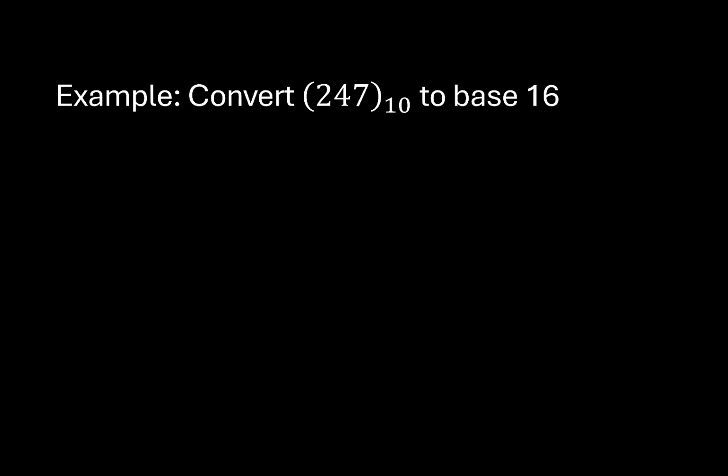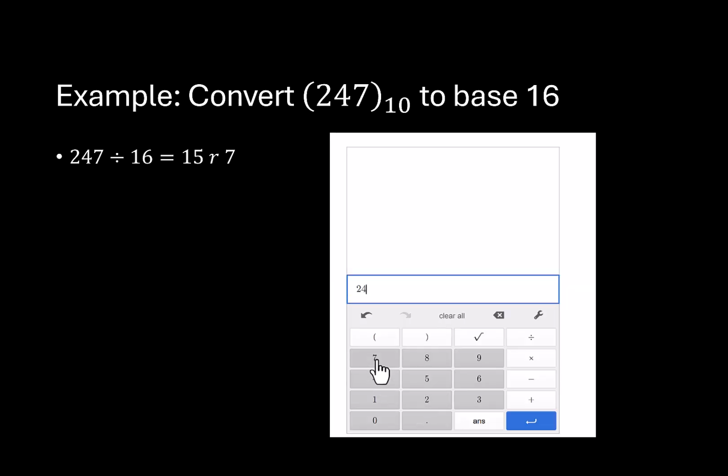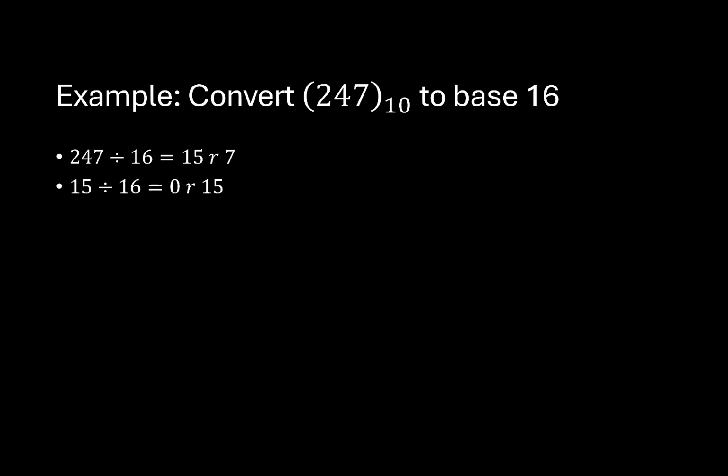Let's finish our discussion by converting 247 base 10 to base 16. We start with 247 divided by 16, which is 15 with a remainder of 7. Let's put that in the calculator. 247 divided by 16 is 15.4375. We're going to go back to the idea of 247 minus 16 times 15, which gives us our remainder of 7. Next, we'll take our quotient of 15, divide by 16, which gives us 0. Our remainder now is 15, and we know we're stopping because we're at 0.